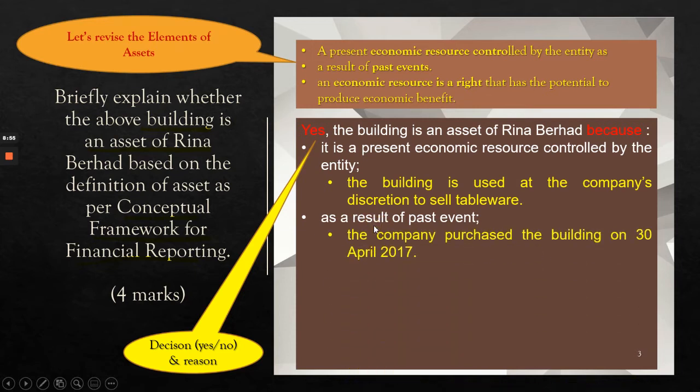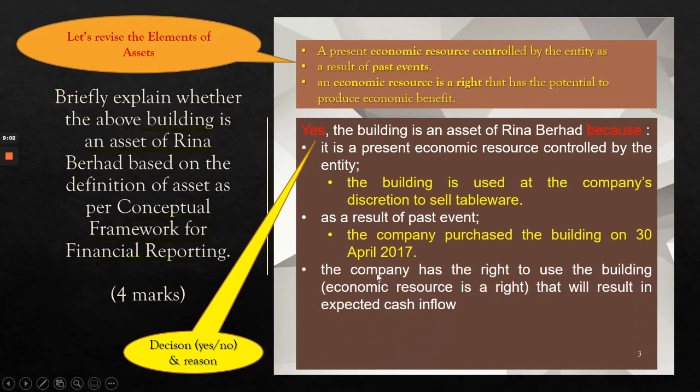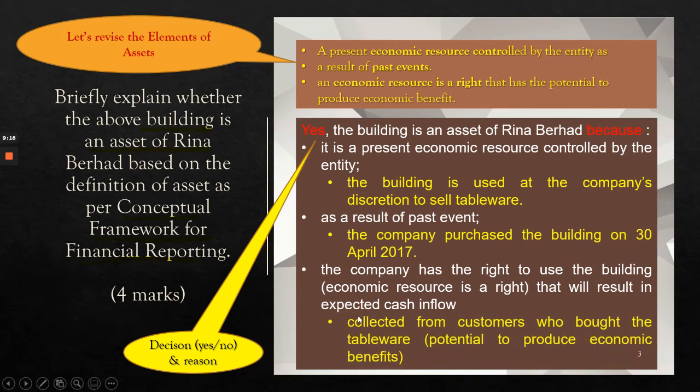As a result of past event, what does it mean? They purchased the building on 30th of April 2017. So that was the past event. And the company has the right to use the building. That was the third part of the definition. Why? Because economic resource is a right, so that will result in an expected cash flow. Therefore, the cash that you would collect from the customer when they bought the tableware will have the potential to produce economic benefits when they walk in and buy from you.